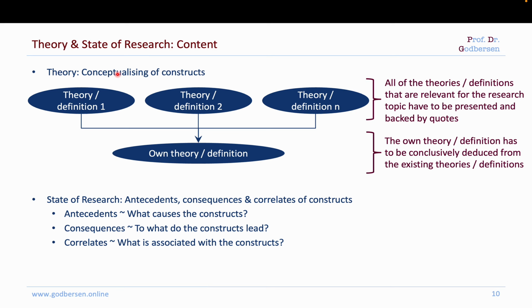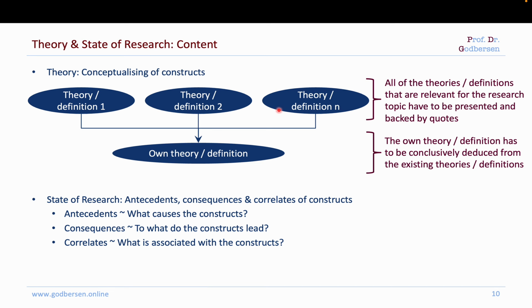If you've watched the first video of this crash course, you might remember that I said a quality criterion of good research papers is that you work comprehensively or exhaustively. And that holds especially true for the theory section. You need to quote virtually all the theories that are out there, or all the definitions that are out there. So your construct that you're examining is defined in a certain way, in another way, in a third way. This is what you need to describe.